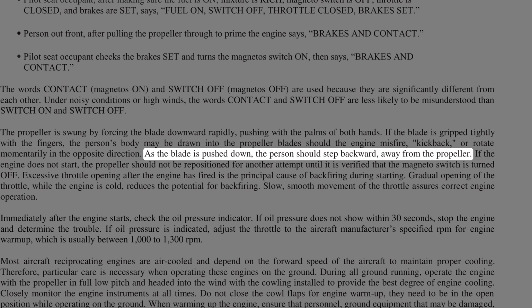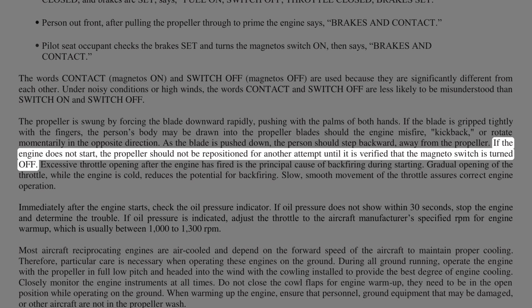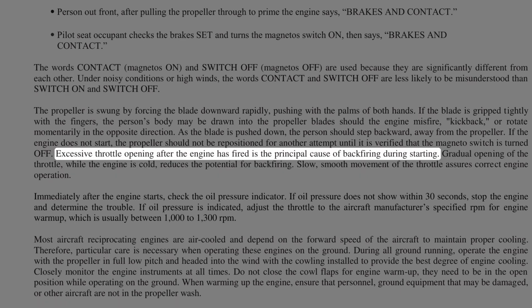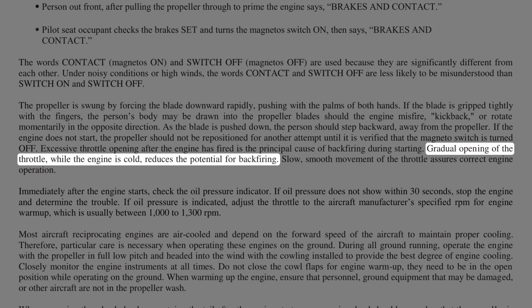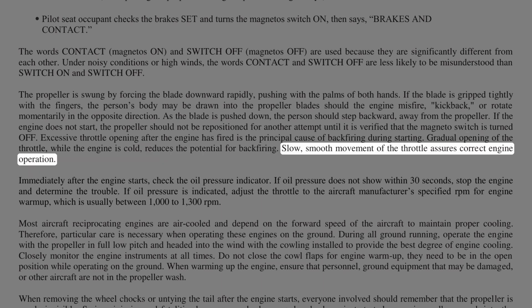As the blade is pushed down, the person should step backward, away from the propeller. If the engine does not start, the propeller should not be repositioned for another attempt until it is verified that the magneto switch is turned off. Excessive throttle opening after the engine has fired is the principal cause of backfiring during starting. Gradual opening of the throttle, while the engine is cold, reduces the potential for backfiring. Slow, smooth movement of the throttle assures correct engine operation.